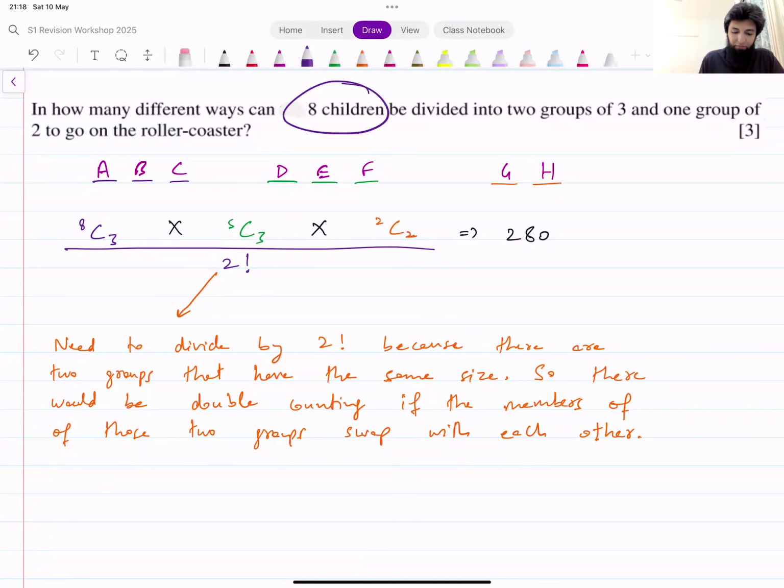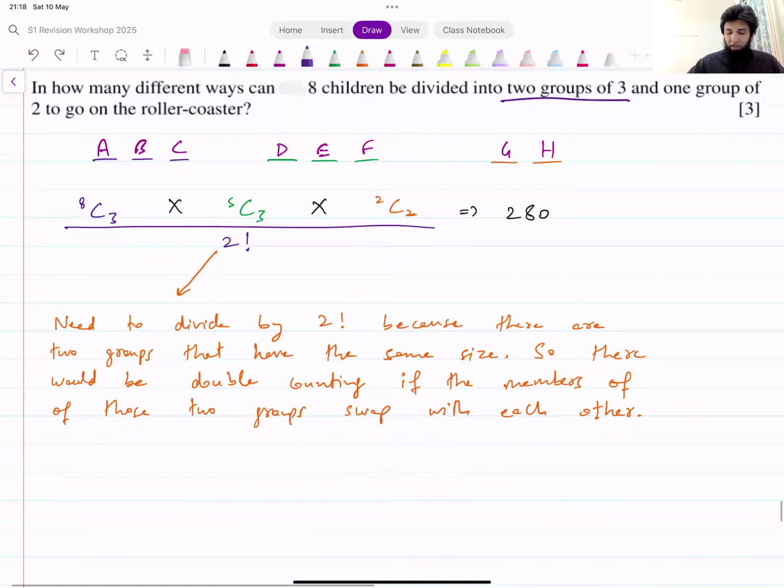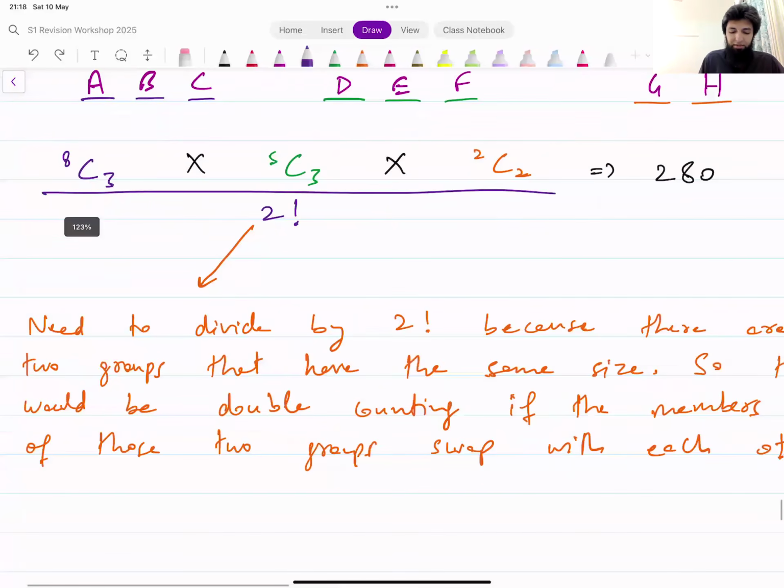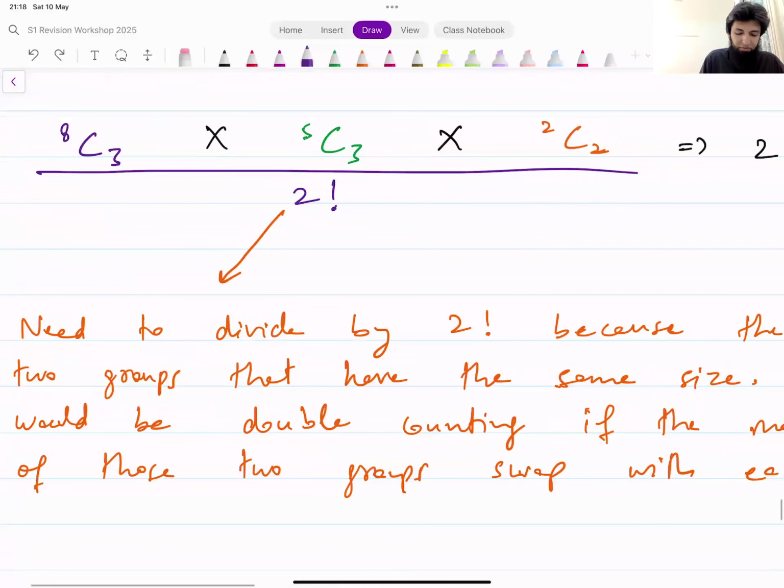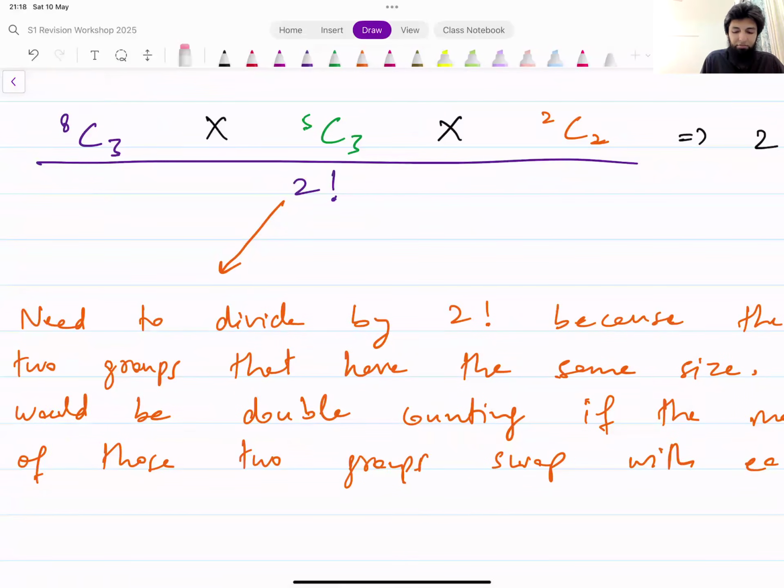We've got 8 people. We have to make 2 groups of 3 and 1 group of 2. So we can say those 8 people are A, B, C, D, E, F, G, H, right? We can start from any of the 3 groups. Let's select a 3-member group, 8C3. Then we have 5 people left. Select another 3-member group, 5C3. We have 2 people left. That's 2C2.